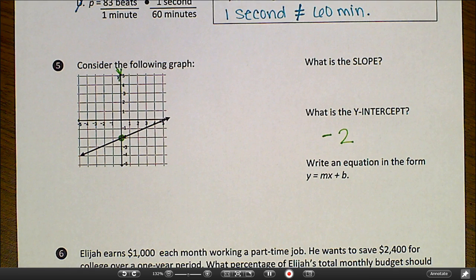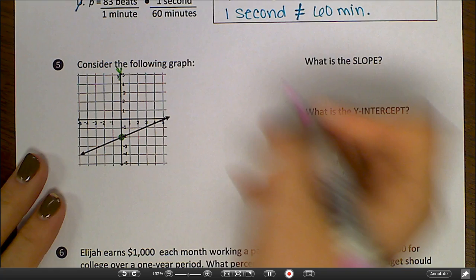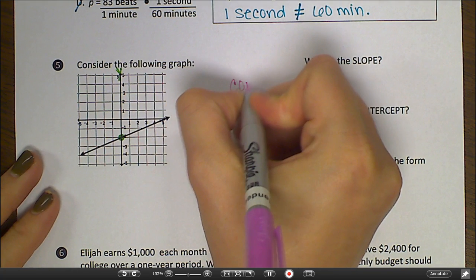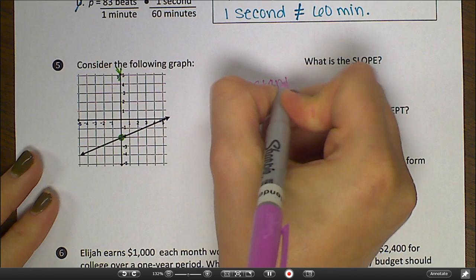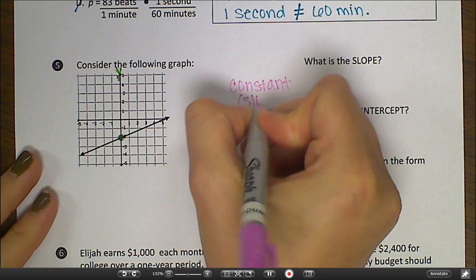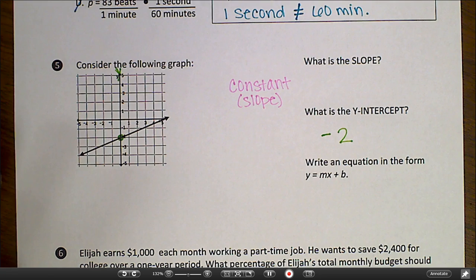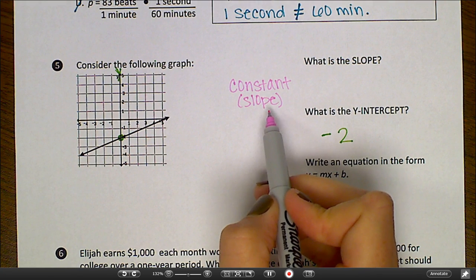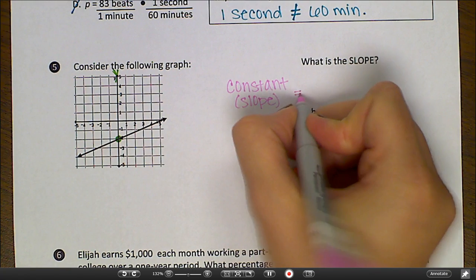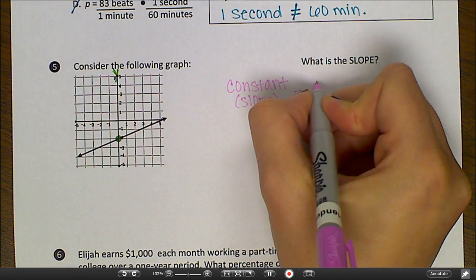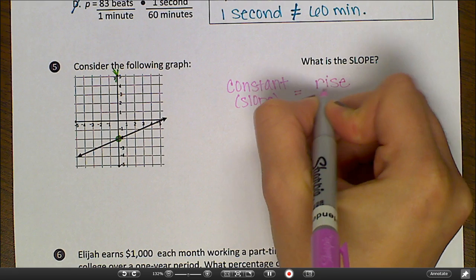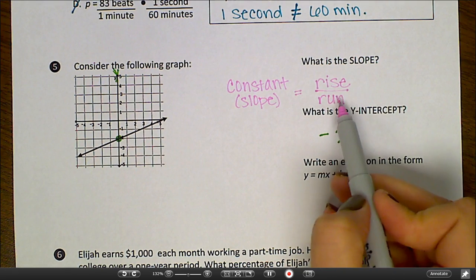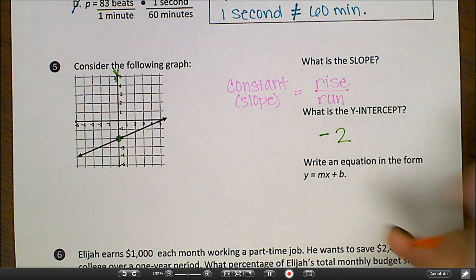Now the slope. Remember slope, that's our constant. So constant and slope are the same thing. This is our constant rate of change. The slope is how our line changes. And we figure that out with the formula rise over run. So I want everybody to go ahead and write down this formula, rise over run.